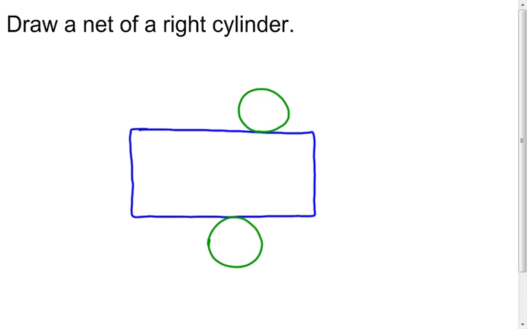So it's all going to depend on the dimensions of the cylinder as to exactly what it's going to look like. But in general, that's what the net of a cylinder will look like. It's always going to be one rectangle and two circles, as long as it's closed.